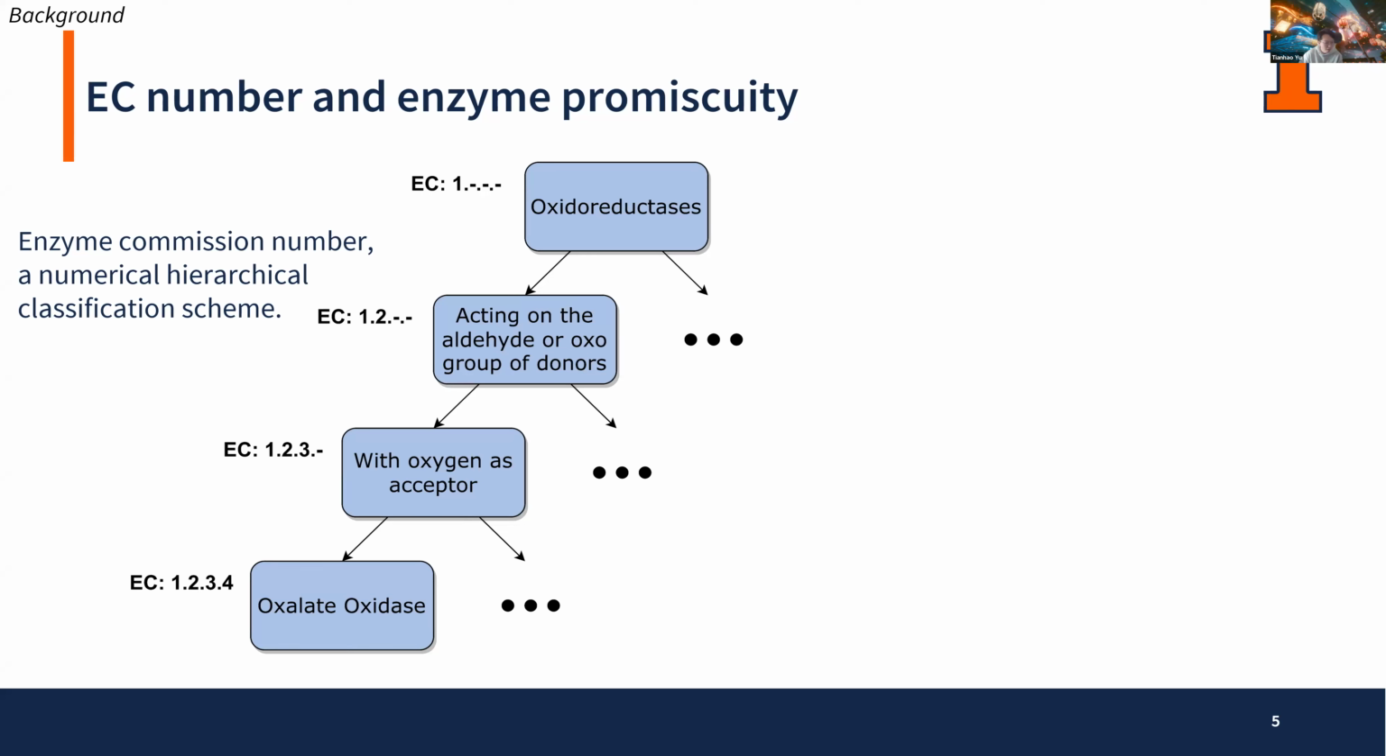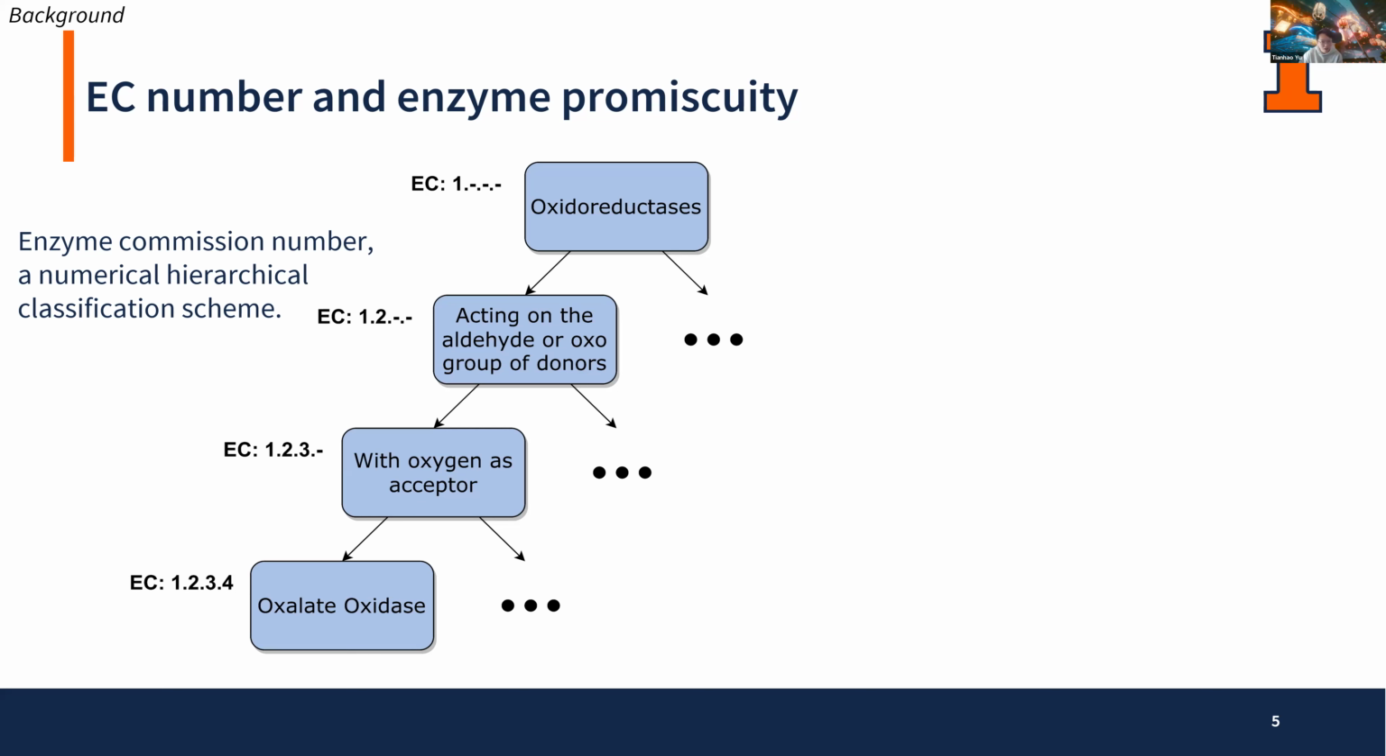And then the third level further specifies what the enzyme can do. For example, 1.2.3 will be using oxygen as an acceptor. And finally, down to the last digit, the 4th digit, we have a more focused and more defined enzyme name and reaction scheme. For example, this one will be an oxalate oxidase.